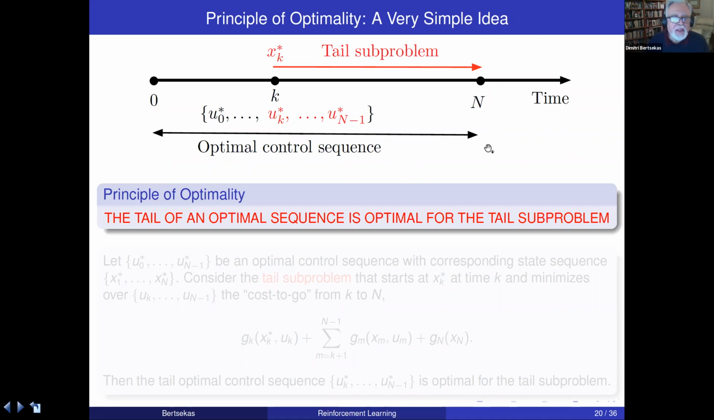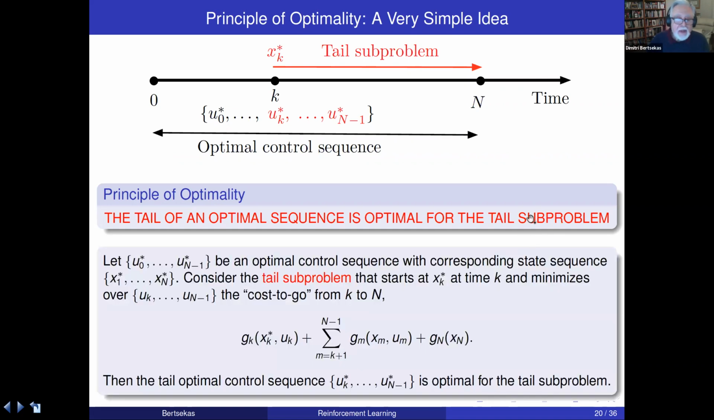Put in another way, suppose that you gear up to start from Phoenix to go to Boston, okay? And you calculate your optimal route. And your optimal route goes through St. Louis. And then suppose that you look at the problem of driving from St. Louis to Boston and choosing your optimal route. What will be the optimal route? Well, it will be the tail portion of the route that you have planned for going from Phoenix to St. Louis and onto Boston.